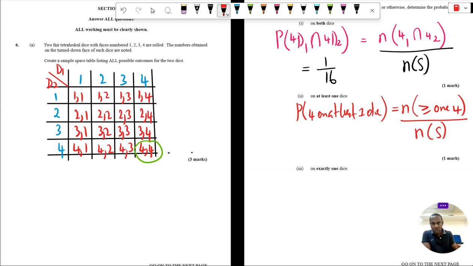So if we go to our sample space and we look at the possible events or outcomes where we have at least a 4 on at least 1 dice, meaning a 4 on 1 die or a 4 on both dice. And let's go and check those, right?